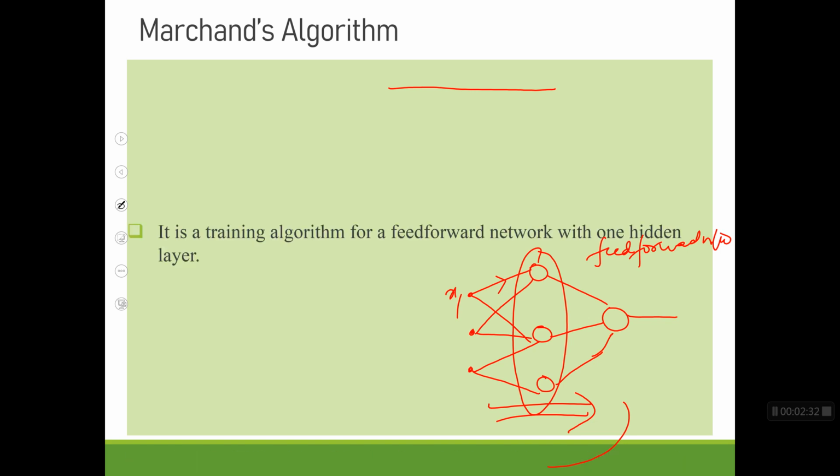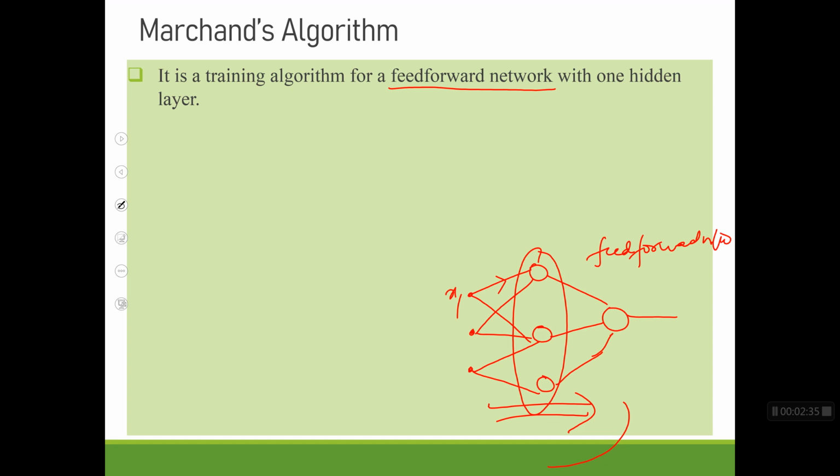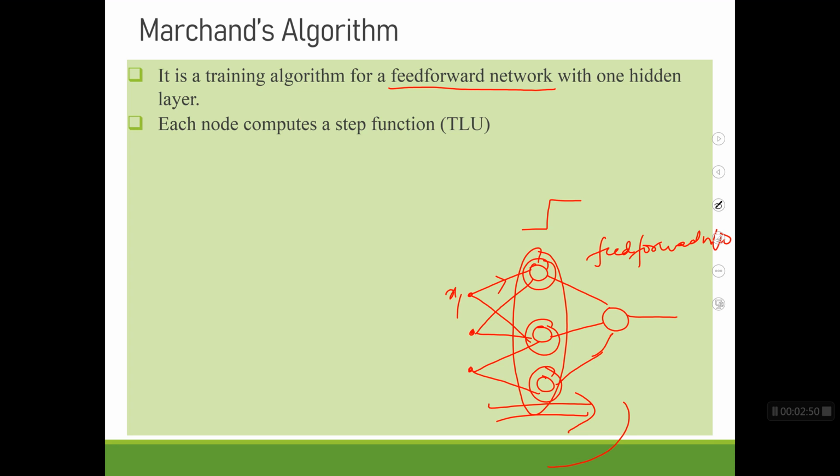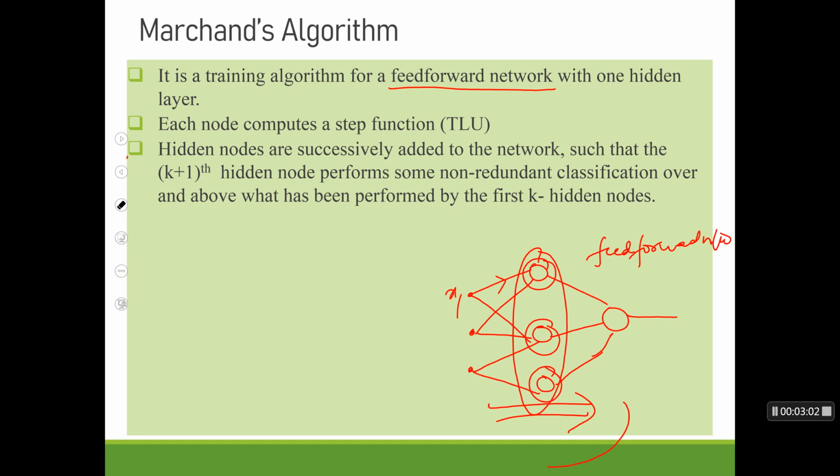So Marchand's algorithm is used to design a feed-forward network with one hidden layer. Each node will be computing a step function, so the output can be either 0 or 1. If it is bipolar, it will be either +1 or -1. Now the hidden nodes are successively added to the network such that the (k+1)th hidden node performs some non-redundant classification over and above what has been performed by the first k hidden nodes.